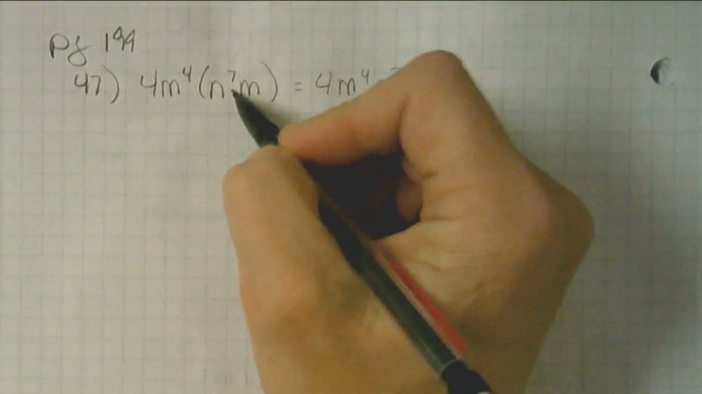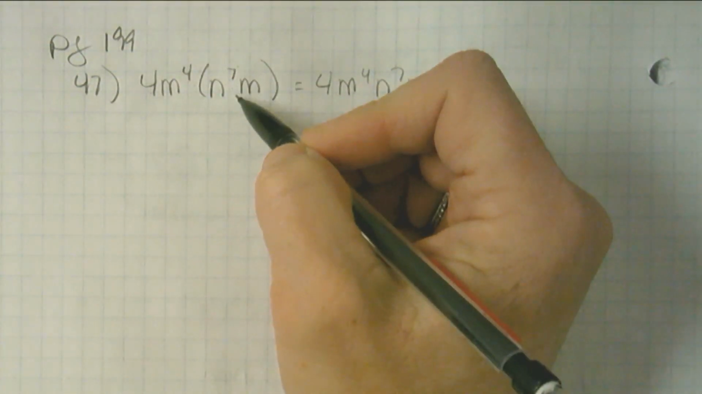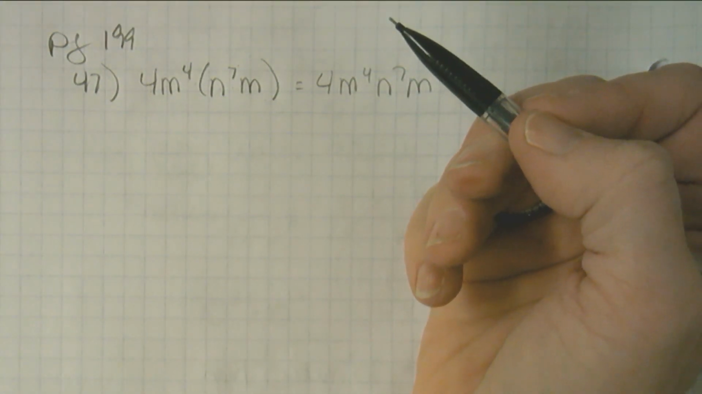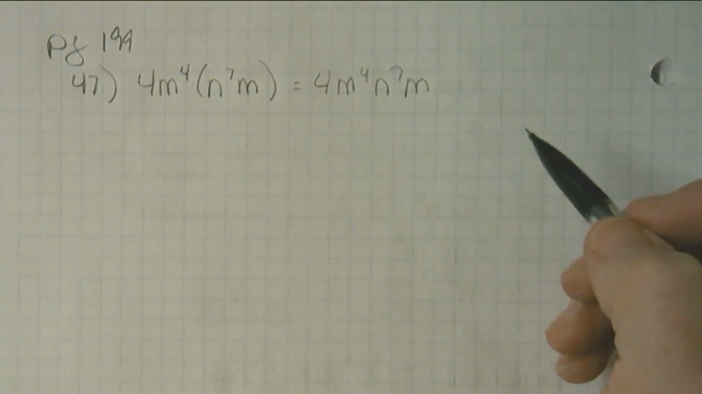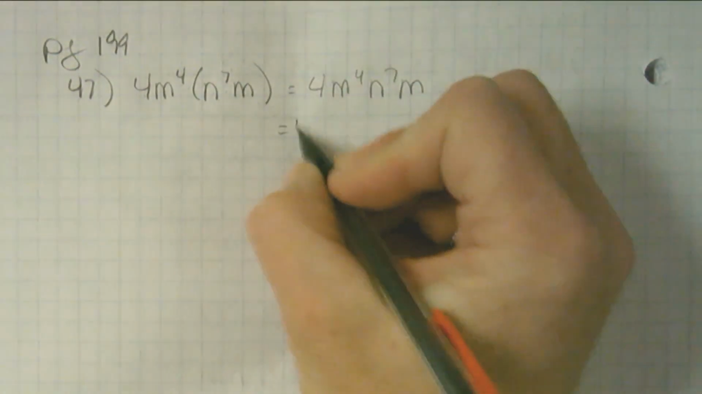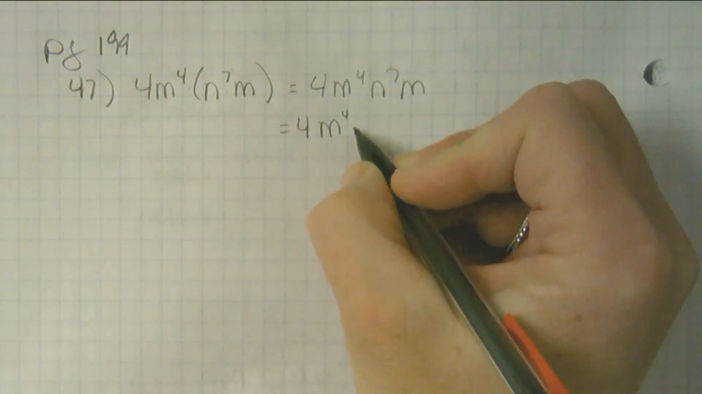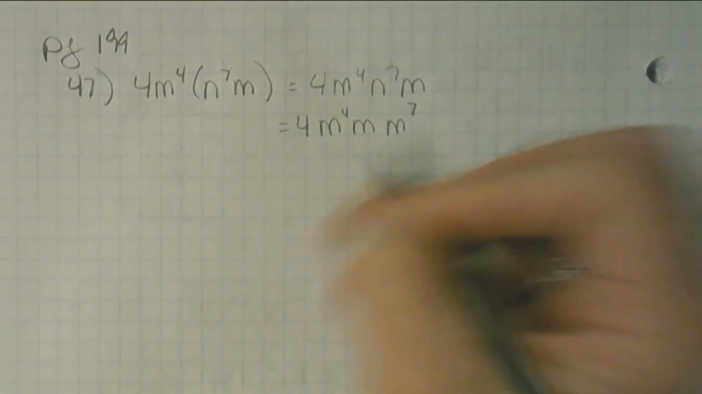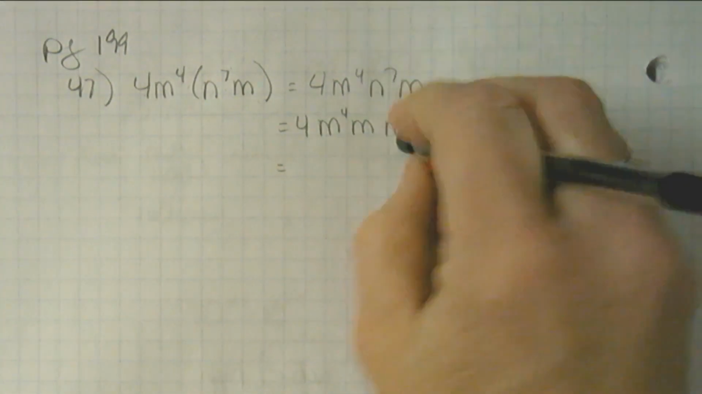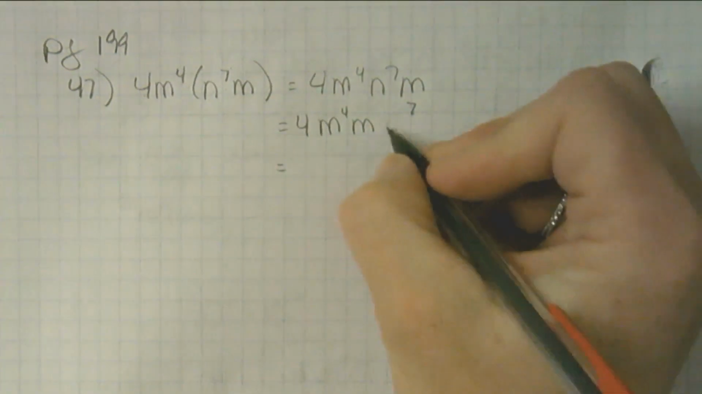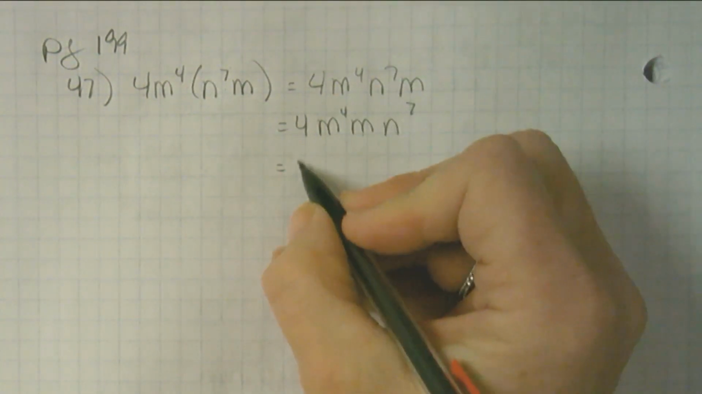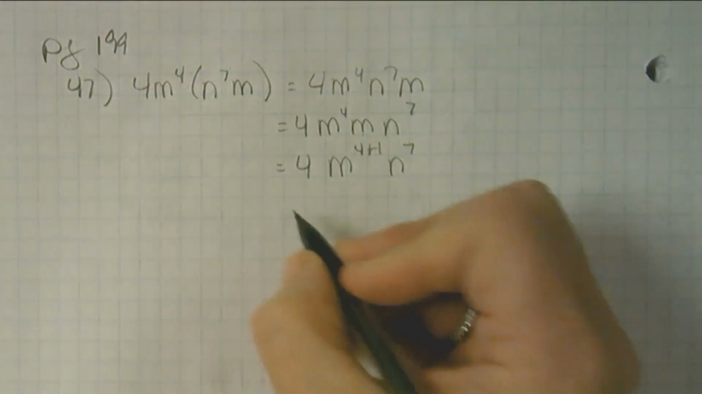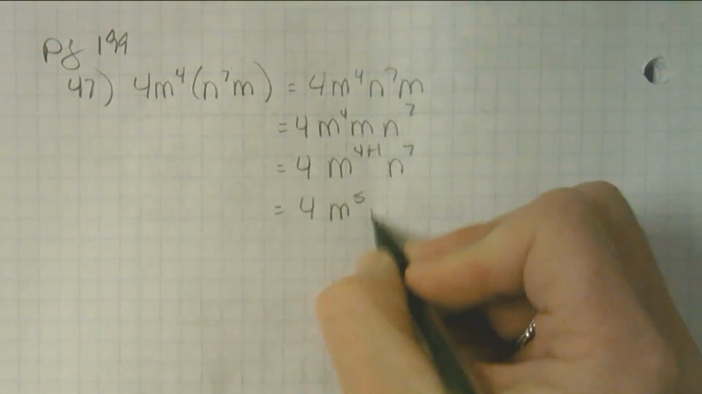Those parentheses don't mean anything other than we're multiplying. If there was addition between the n to the 7th and the m, that would be the distributive property, and then this would be a much different problem. But that's not, and we're not going to have those, right? This is all just multiplication. So now I'm just going to move the variables next to each other that are the same, just like I did in all the other ones. And now I'm going to use my power rule because I have m to the 4th times m to the 1. So this is 4 times m to the 4 plus 1 times n to the 7th, which gives me 4m to the 5th n to the 7th.